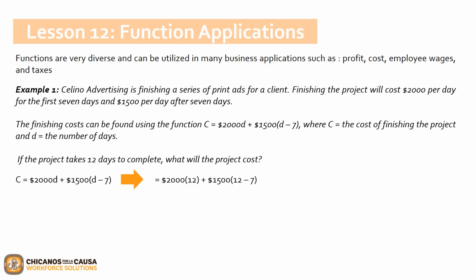Now to further reduce that, we have $24,000 plus $1,500 times 5. This gives us $24,000 plus $7,500, giving us a final cost of $31,500. So if the project takes 12 days to complete, the entire project cost will be this answer.